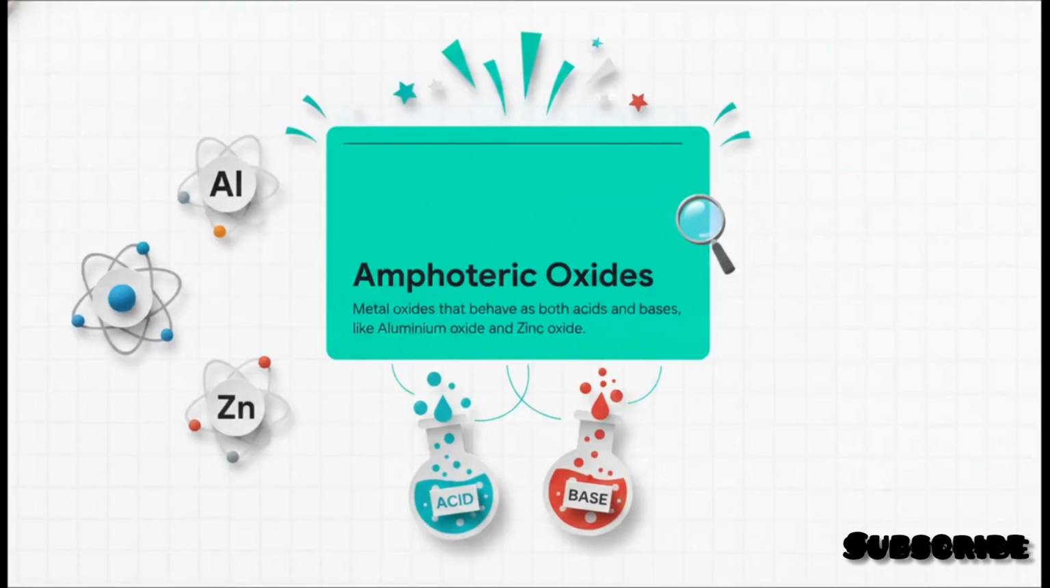Now, I mentioned earlier that most metal oxides are basic, right? Well, there are some fascinating exceptions you absolutely need to know about. We call them amphoteric oxides. These are metal oxides that have a sort of dual personality. They can actually behave as both acids and bases. Aluminum oxide and zinc oxide are your prime examples here. They'll react with both acids and bases. Listen up, guys. You're going to want to remember this because it is an incredibly common board exam question.